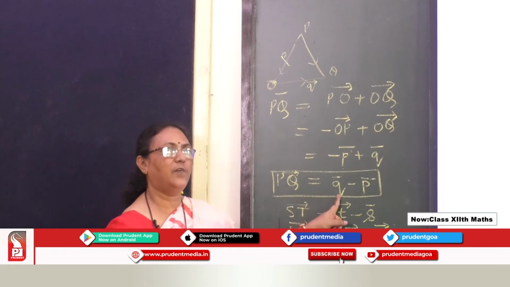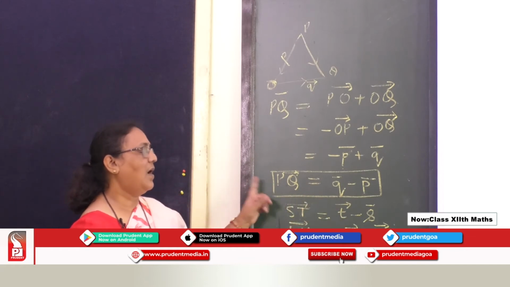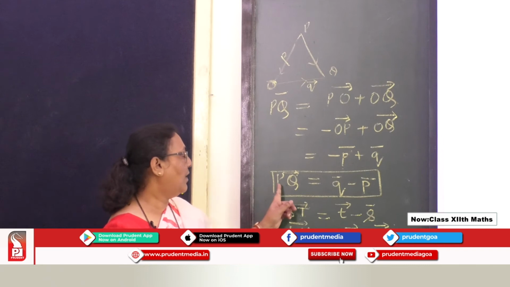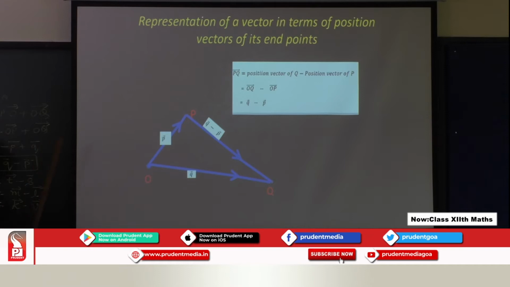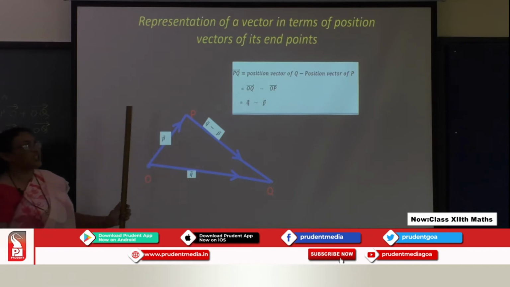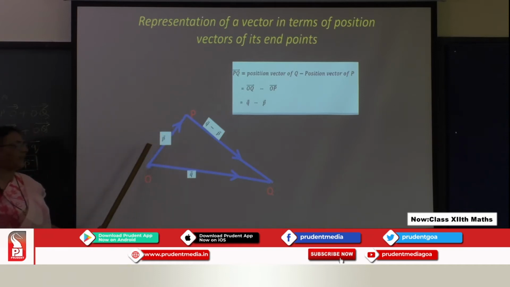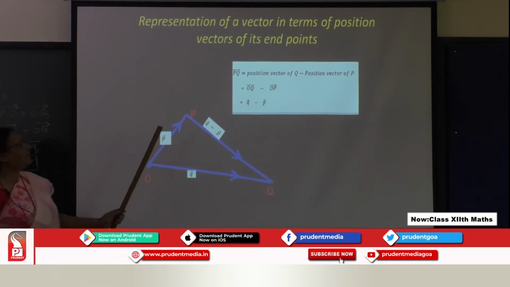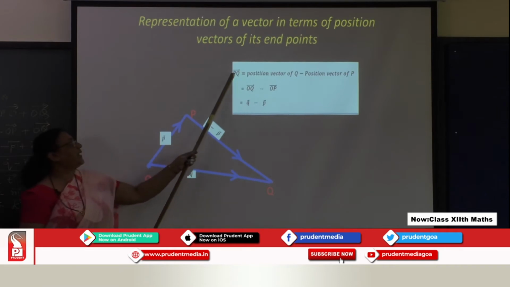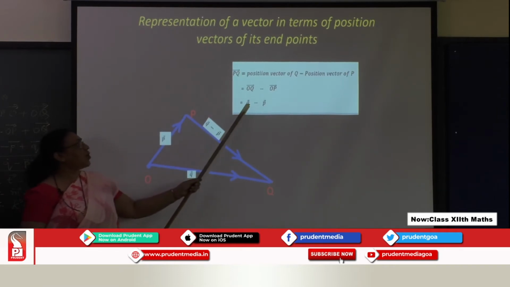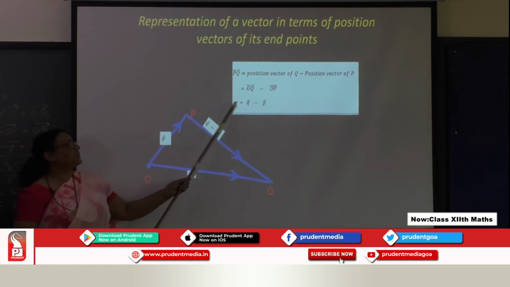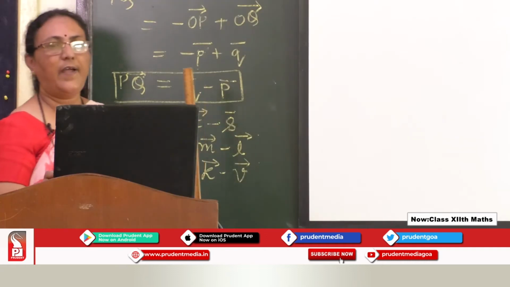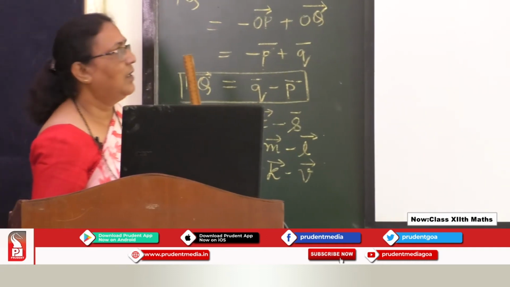The terminal point will come first and the initial point afterwards: terminal point minus initial point. That is why the representation of a vector in terms of its position vector, when it starts with the origin, is called a position vector. So any vector PQ is represented by small q minus small p. Always it is represented this way.